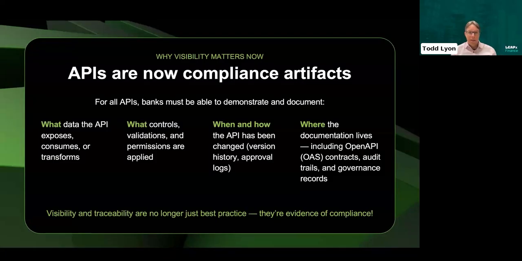So for all APIs, we're looking to be able to demonstrate and document what data our APIs expose, consume, or transform, what control validations and permissions are applied, when and how APIs have been changed, so the versioning history and approval logs, and where documentation lives, including the OpenAPI standards, as well as audit trails and governance records. So a lot of this seems like stuff we should have anyway, but this is forcing us to go ahead and get ready with this information.